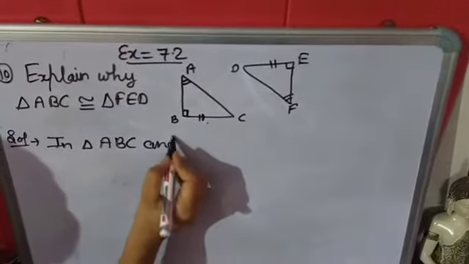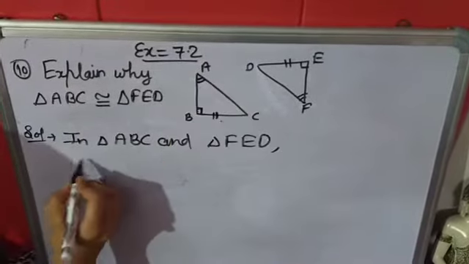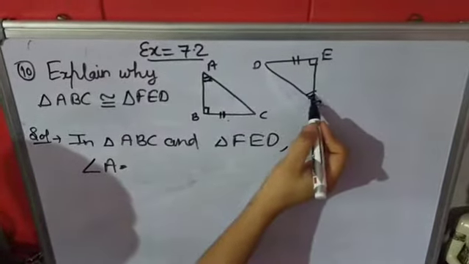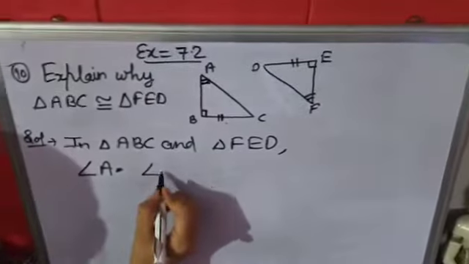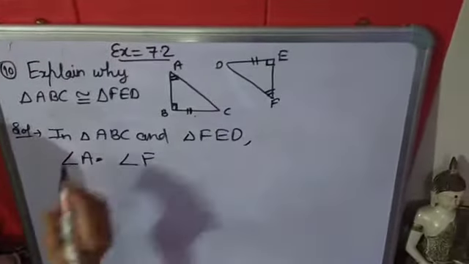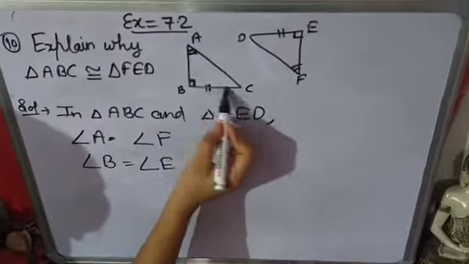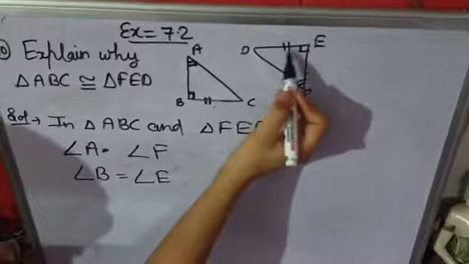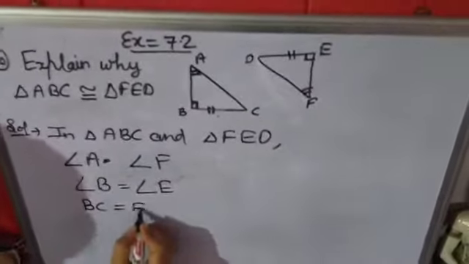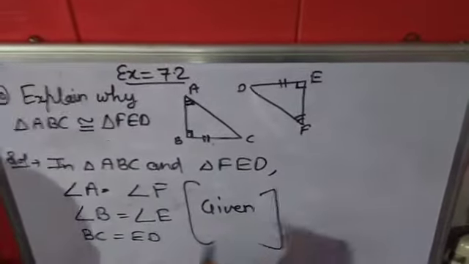Okay, we will write here in triangle ABC and triangle FED, angle A is equal to, these two lines are there and two lines are here. Angle A is equal to angle F. Then angle B is equal to angle E. And then this BC side is equal to ED. The reason is given. These all three parts are given in the question.